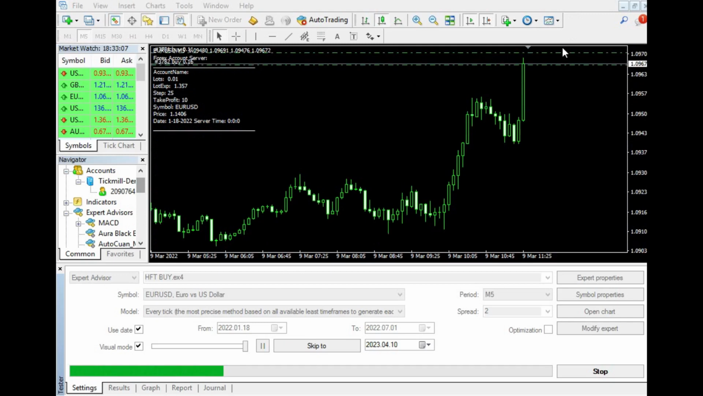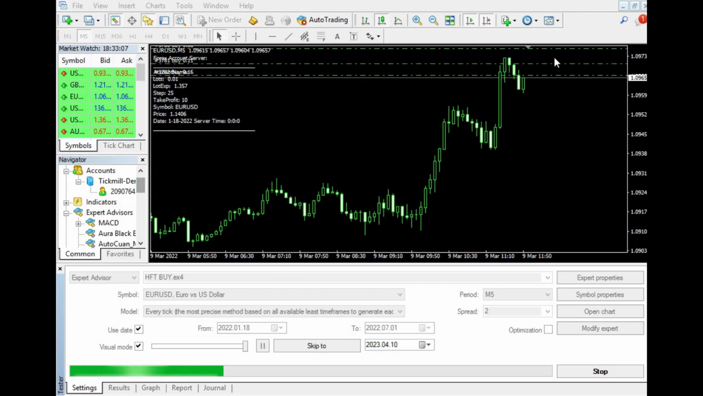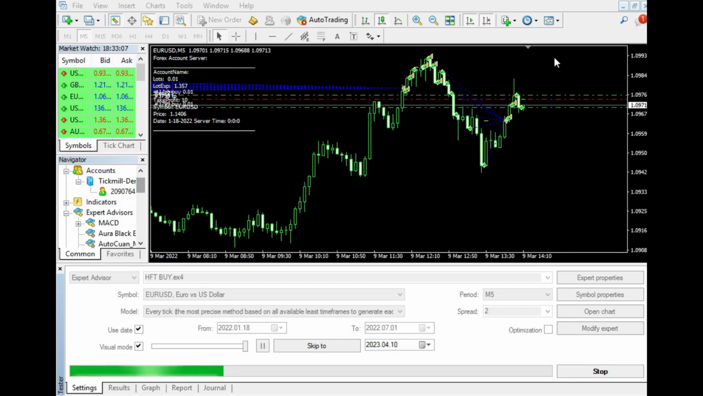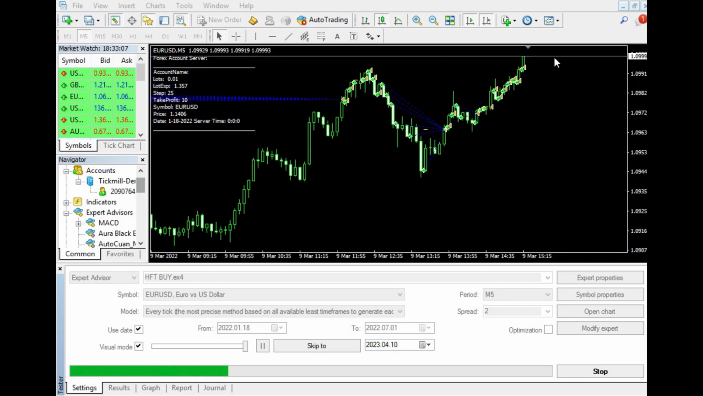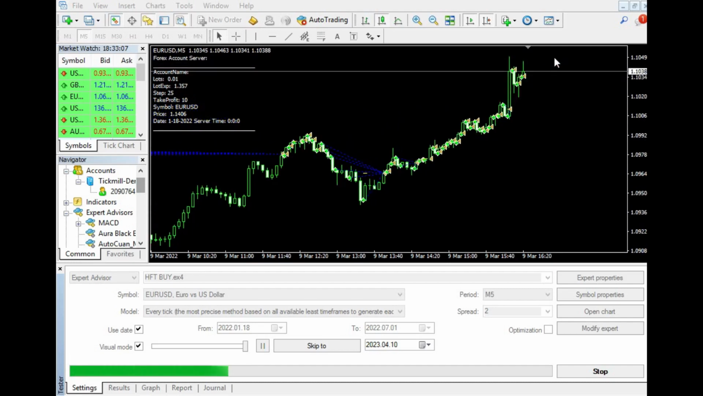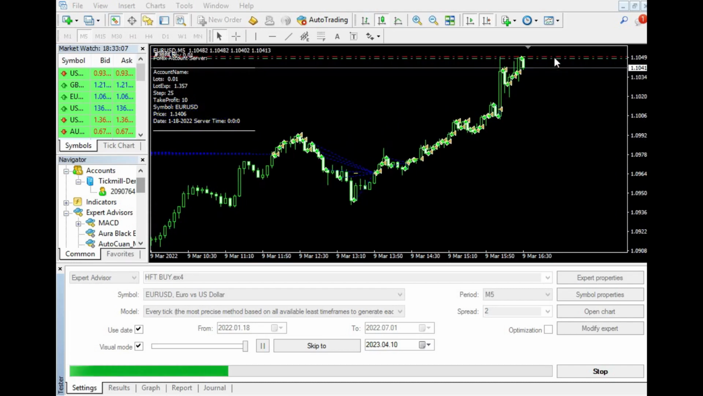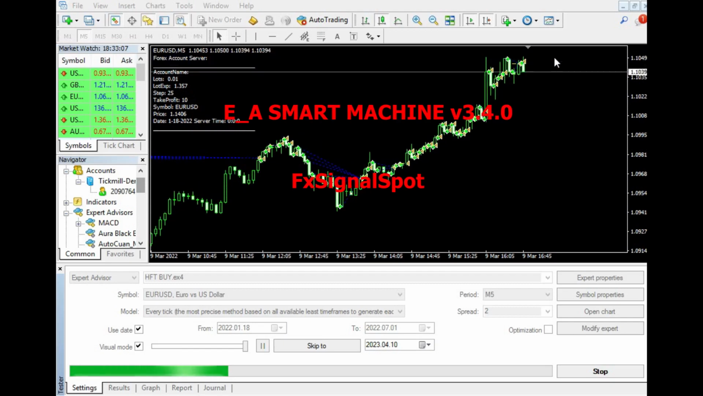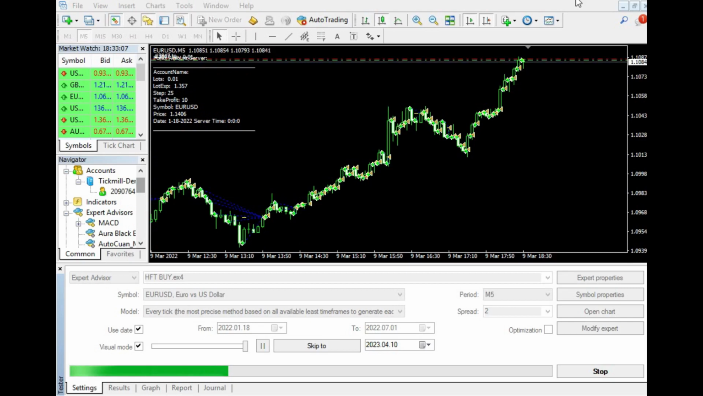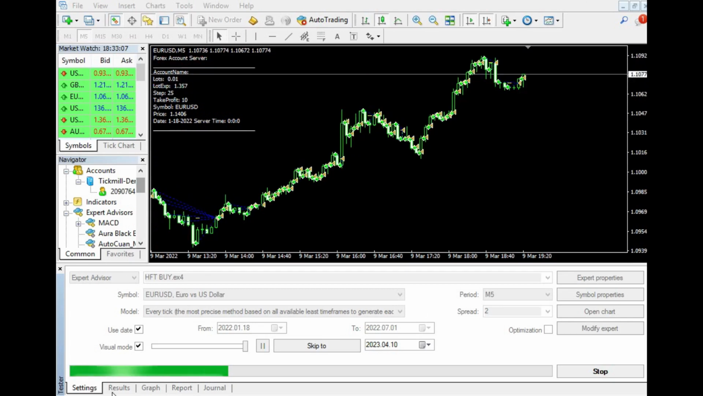A crucial aspect to consider about the HFT EA is that it only executes one trade at a time. This unique feature promotes a disciplined approach to Forex trading by minimizing the risk of overtrading. By limiting the number of trades executed, the EA ensures that each trade is thoroughly analyzed and carefully considered, leading to a more focused and strategic trading strategy.